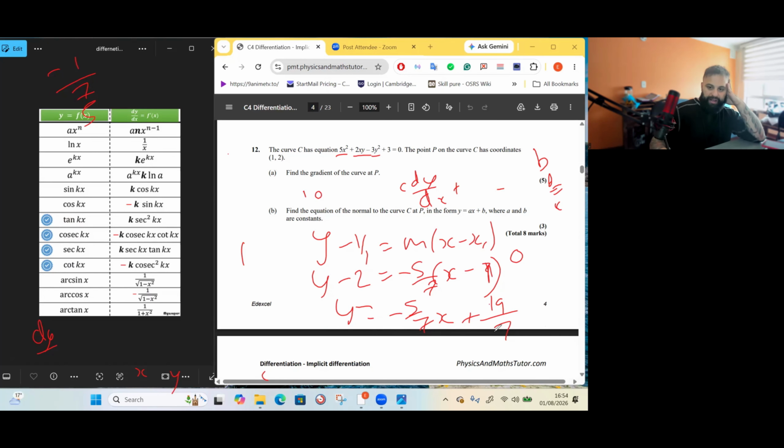We times everything by the number 7. Oh, apologies, you just want it as y. So A is equal to minus 5 over 7, and B is equal to 19 over 7.